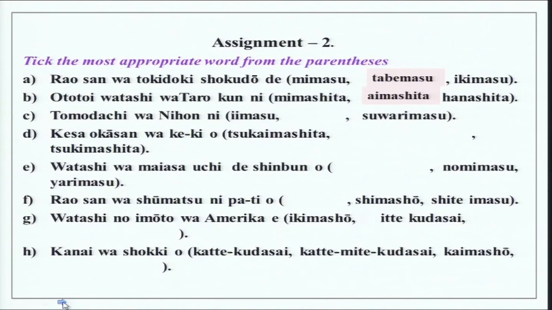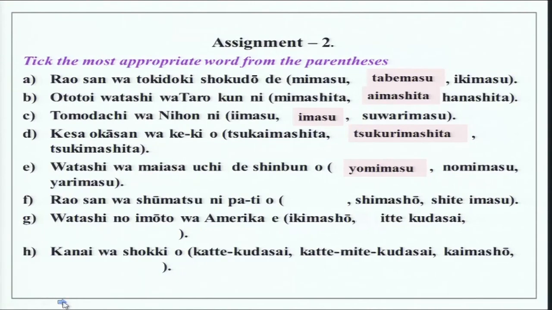The third one is tomodachi wa nihon ni imasu. Iimasu, a long sound, is for to say or to speak. Imasu, to be, is a single I. Then we have kesa okaasan wa keiki o tsukurimashita. Past is for kesa over here. Tsukaimashita is to use, and tsukimashita is to reach or arrive at a place. Place ni tsukimashita. Then we have watashi wa maiasa uchi de shinbun o yomimasu. Nomimasu is to drink, and yarimasu is informal for shimasu, which is to do.